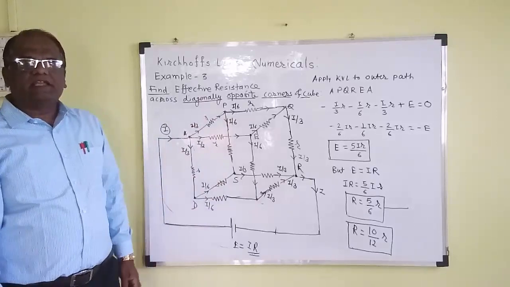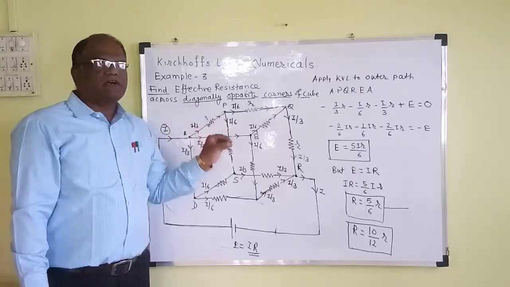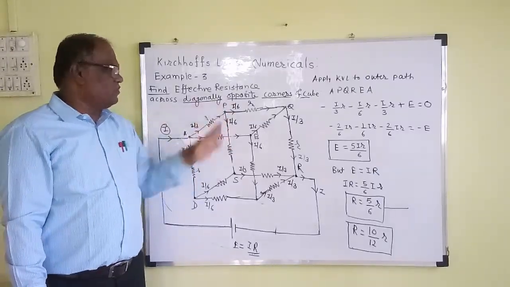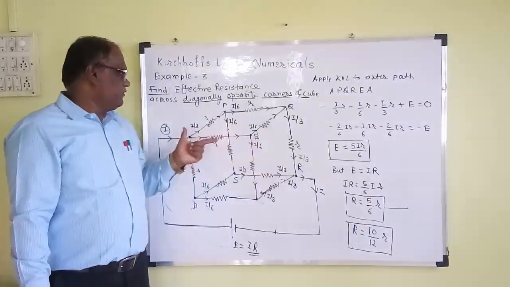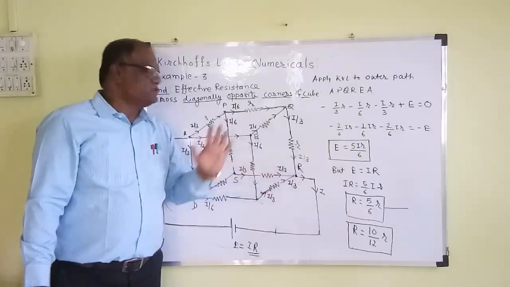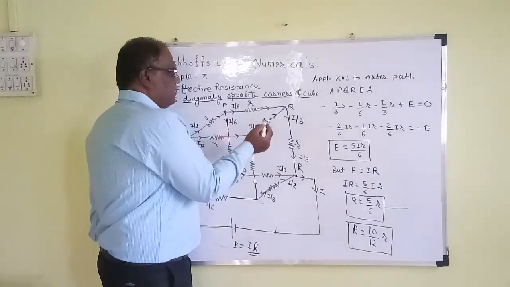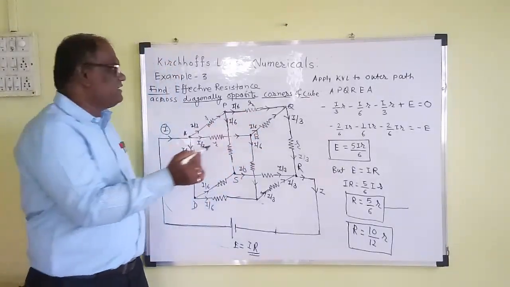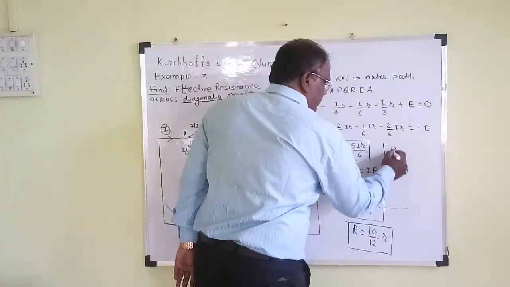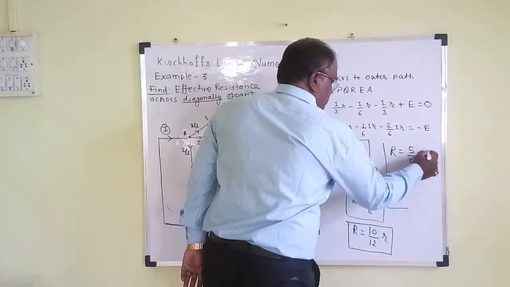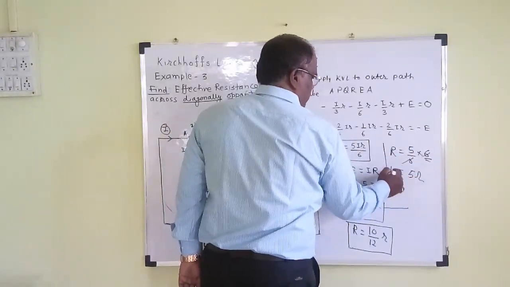Suppose a problem is asked numerically in such a way that 12 wires, each having resistance 6 ohm, are connected so as to form a cube. Find the effective resistance between two diagonally opposite corners of the cube. Simple. 12 wires, each having resistance 6 ohm. That means the value of r is 6. Just put the value. Capital R is equal to 5 by 6 times r. Value of r is 6. 6 is cancelled. The result is 5 ohm.